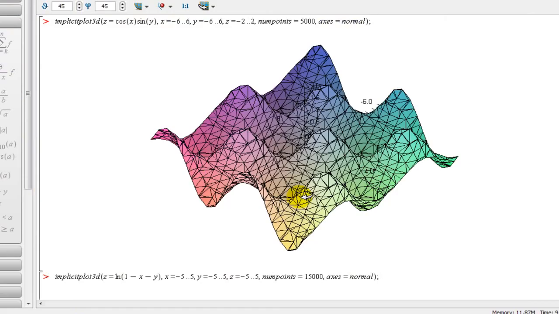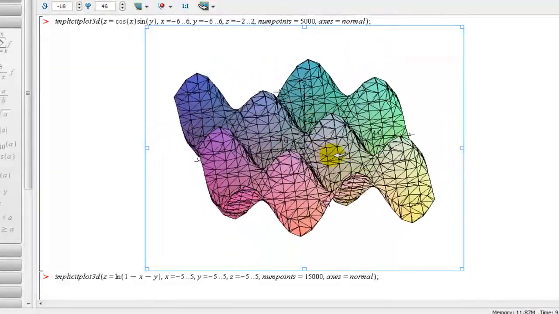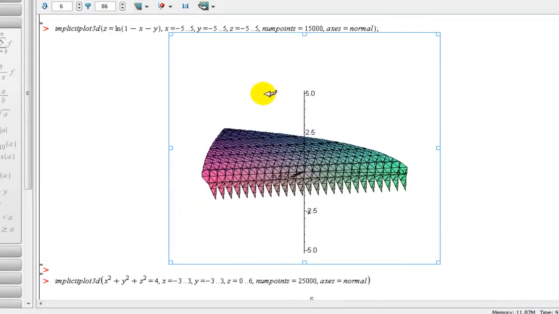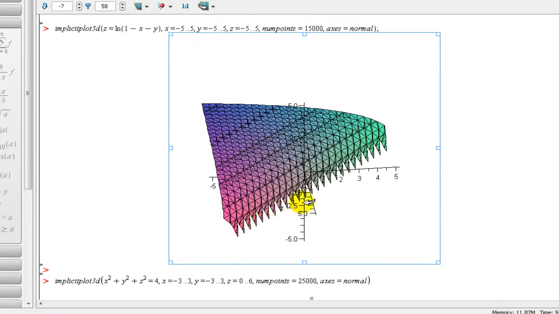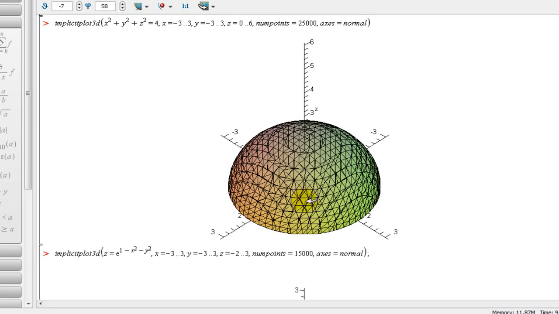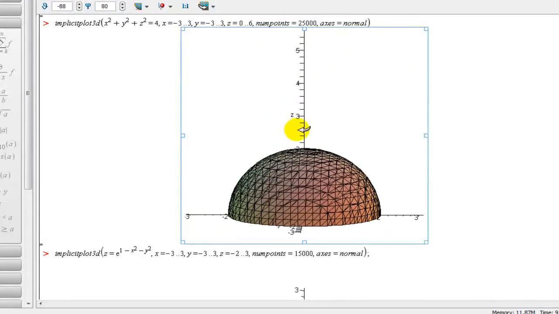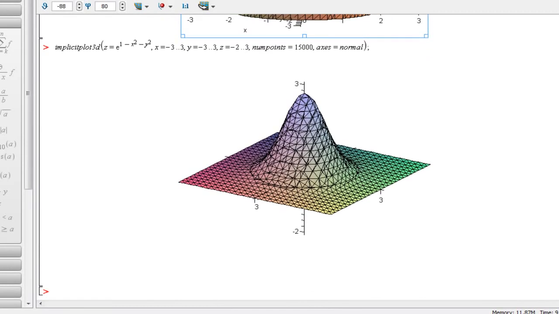Again, here's the graph of z equals cosine x times sine y. Here's the graph of z equals natural log of 1 minus x minus y. Now these graphs are done on Maple, and notice as this graph moves downward, Maple has a difficult time plotting the surface. And that can sometimes happen on some graphing software. Here's z equals the square root of 4 minus x squared minus y squared, again half of a sphere. And then lastly we have z equals e to the power of 1 minus x squared minus y squared.